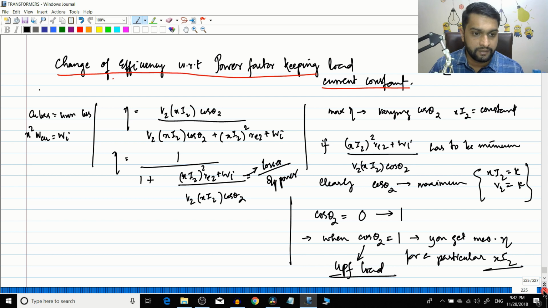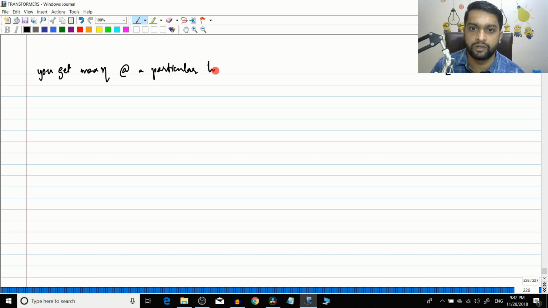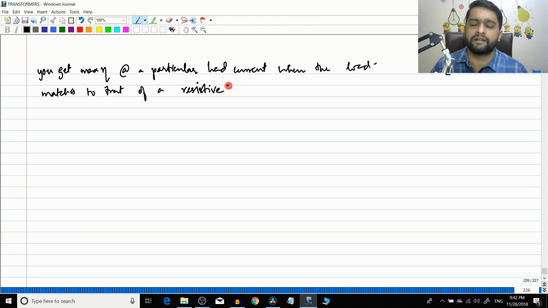So what it means is that you get maximum efficiency at a particular load current when the load matches that of a resistive load. Your load could be an RL circuit, RLC circuit, etc., but the characteristics of that load should match that of a resistive load. The effective power factor should be UPF. At that time you will get maximum efficiency for a particular load.